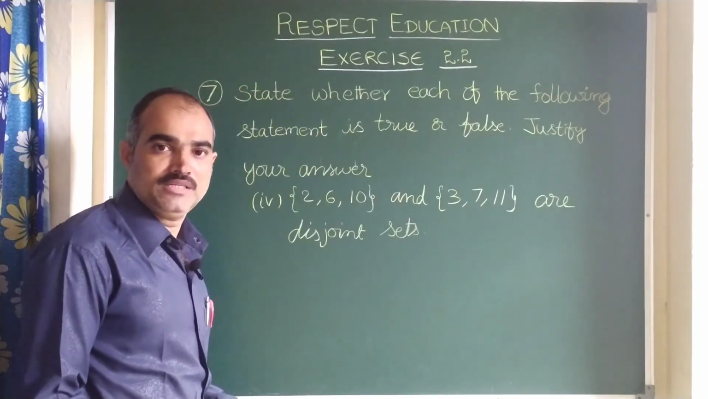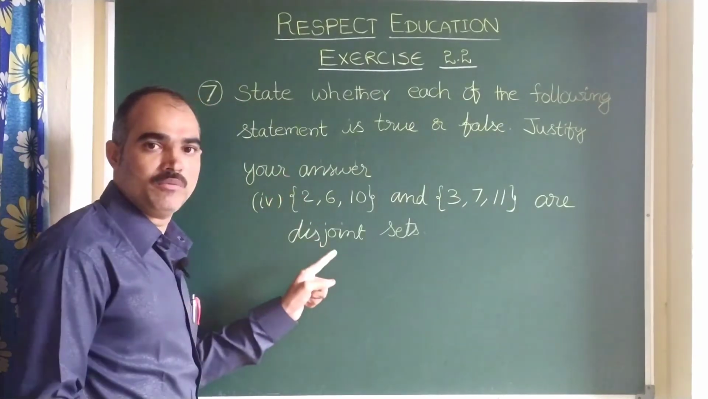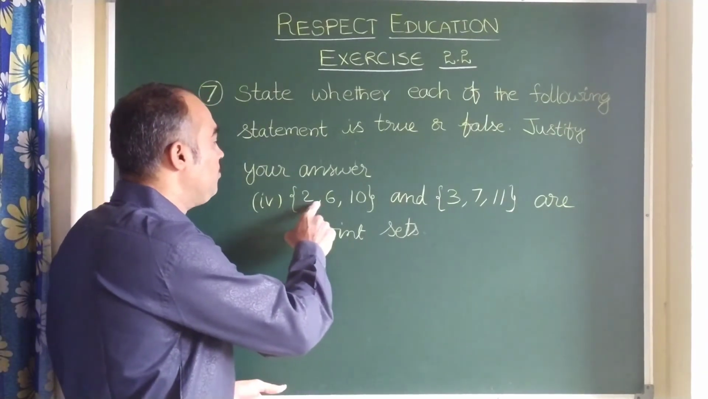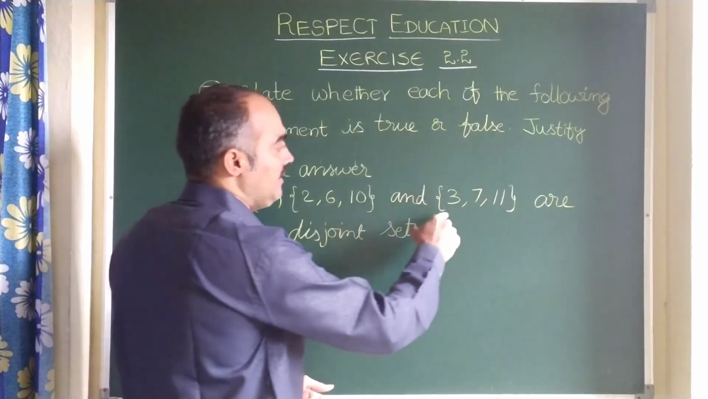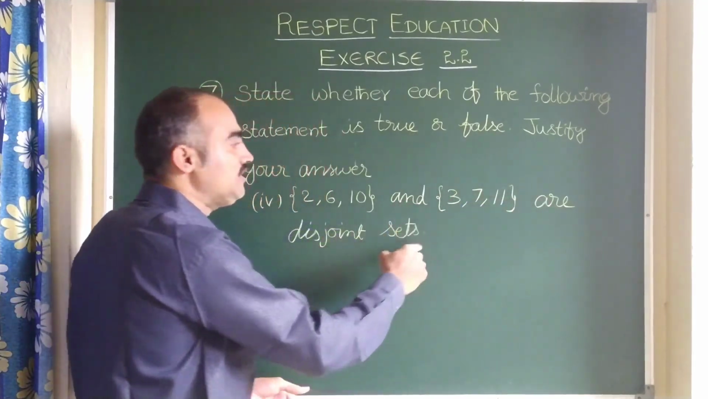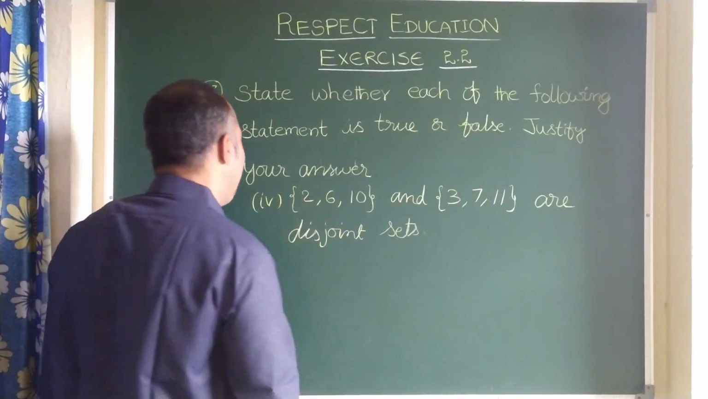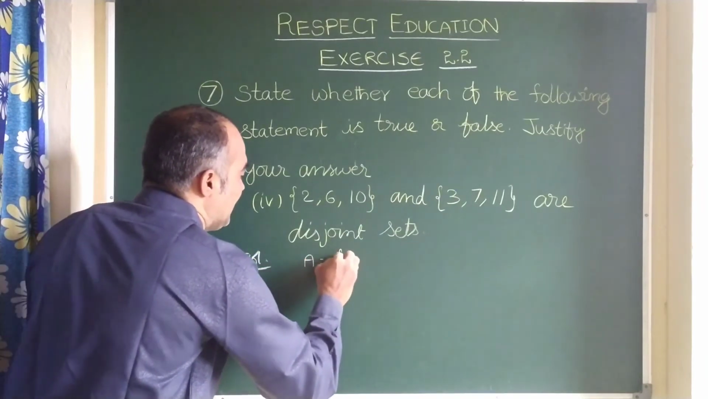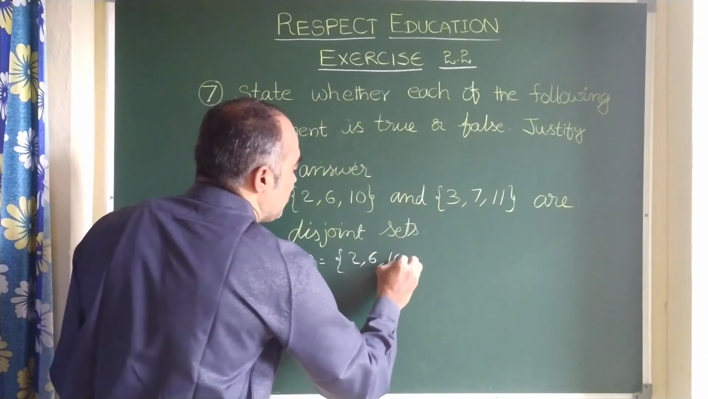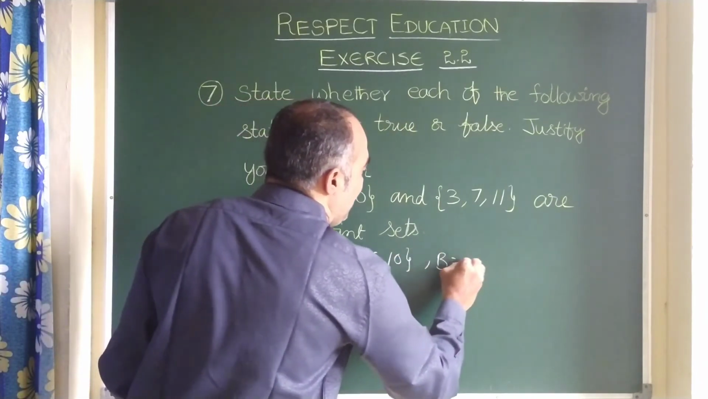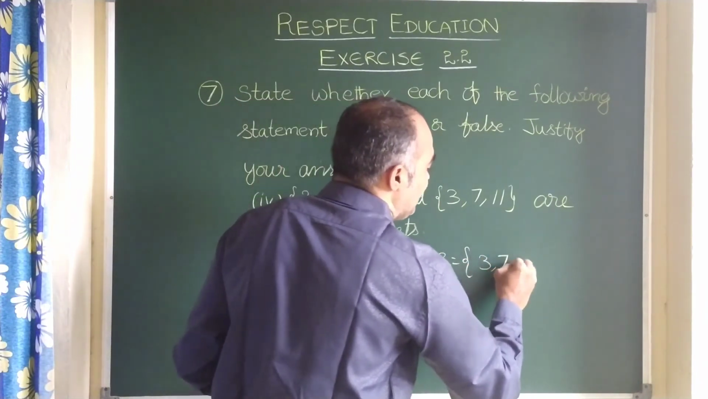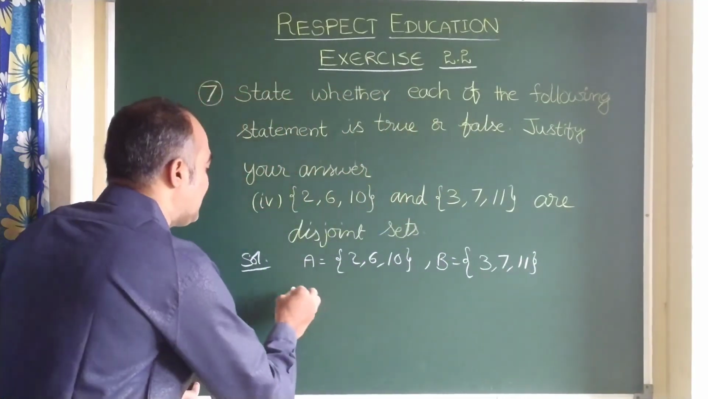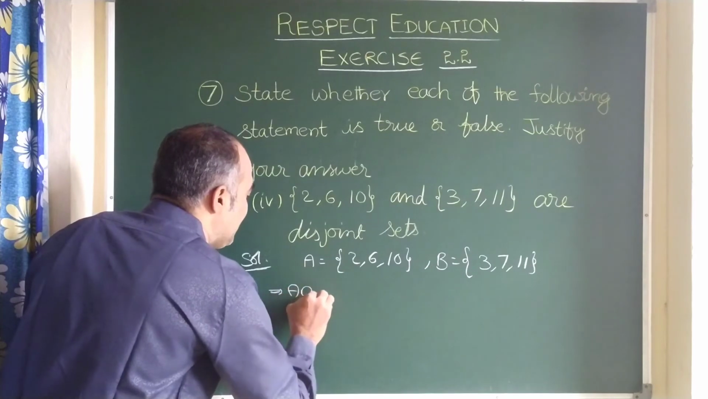Now let us see the next bit, and this is the last bit of this problem, of course, for this exercise 2. So let us see this one. Set of 2, 6, 10 and 3, 7, 11 are disjoint sets. So let's verify. Here we take the first set as A, that is A equal to 2, 6, 10, and B equal to the second set 3, 7, 11. Right? Now here let us find their intersection. A intersection B.